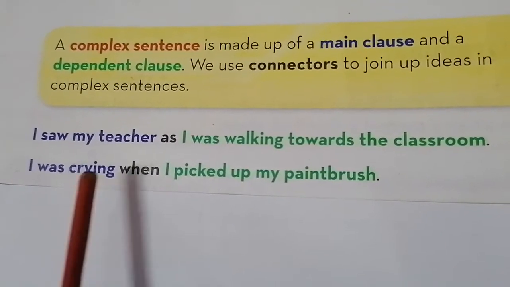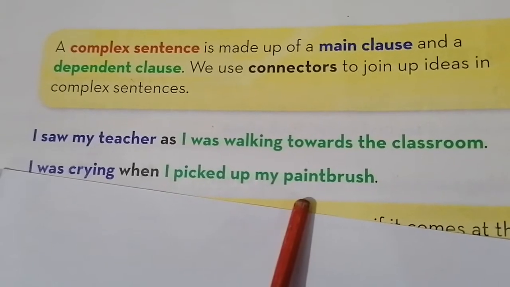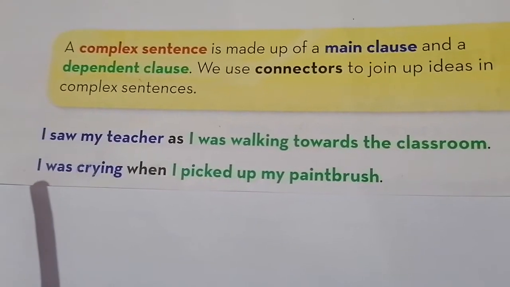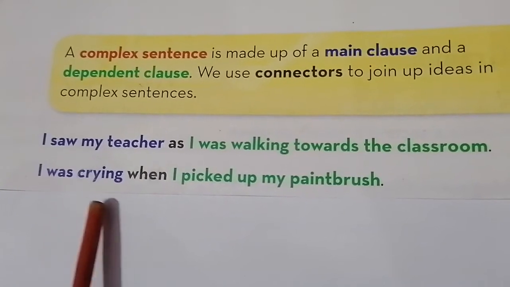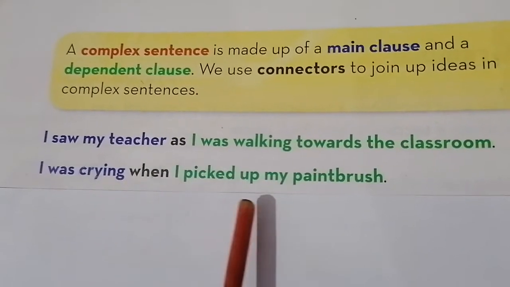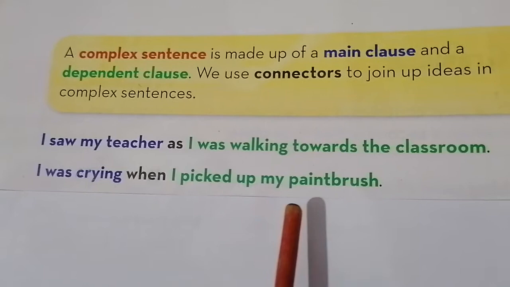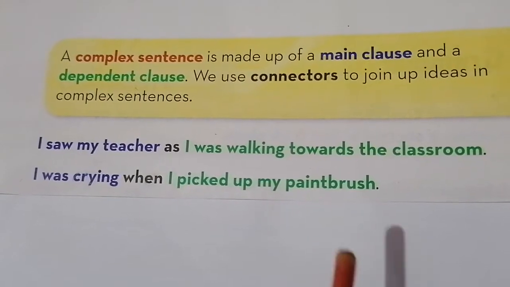Look at another example. I was crying when I picked up my paintbrush. Look at the blue words. I was crying. This is a main clause. When is a connector. I picked up my paintbrush. These green words are a dependent clause.